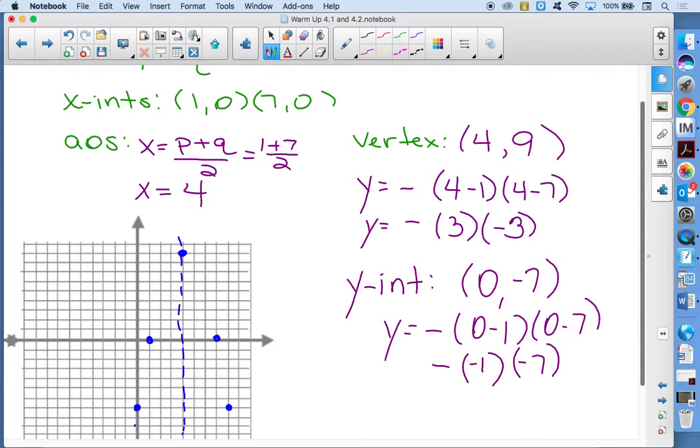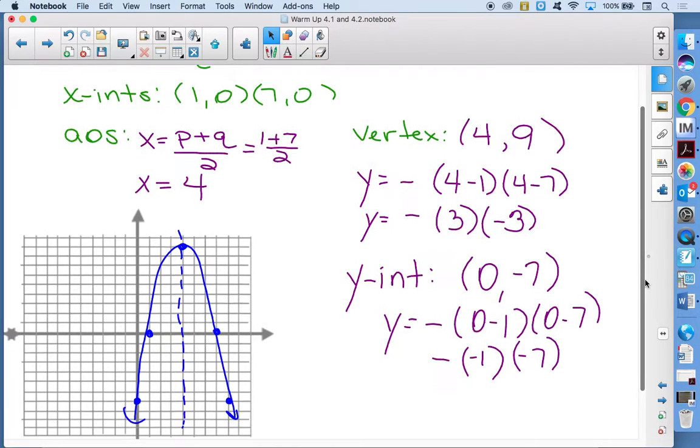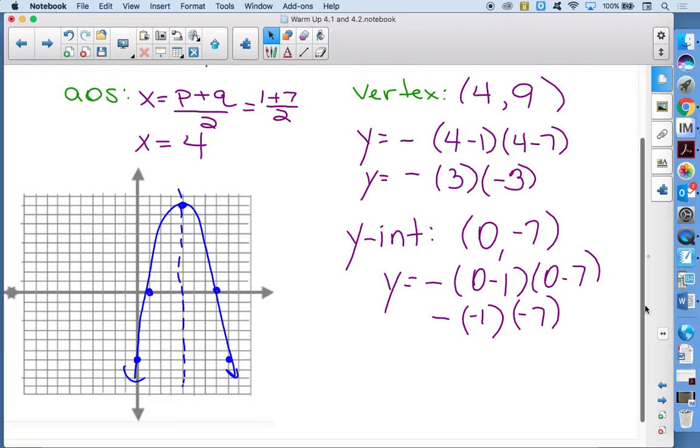So this graph is a little larger than the others because there wasn't a number in front. So that's why the graph is going to be wider. It's going to look like a bigger graph if the number in front is a 1. It's not shrinking it at all. Any questions on the 3 forms? Does that clarify some things?